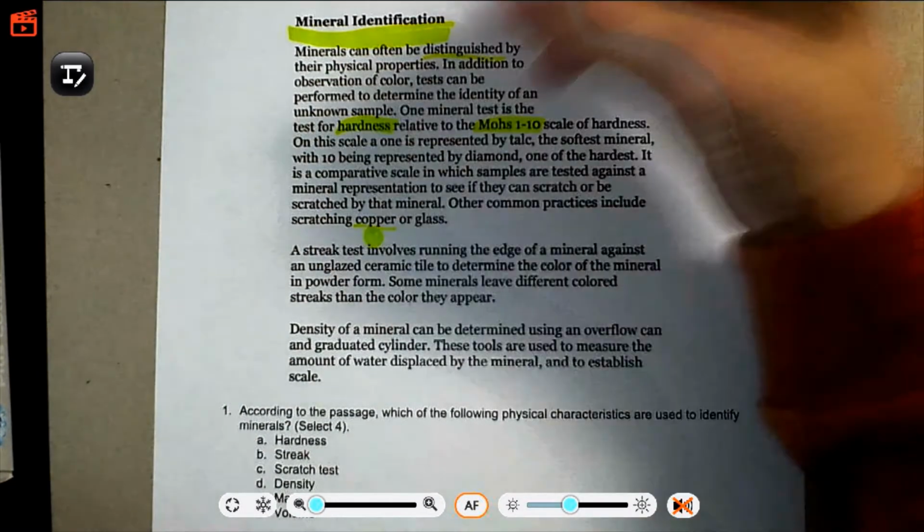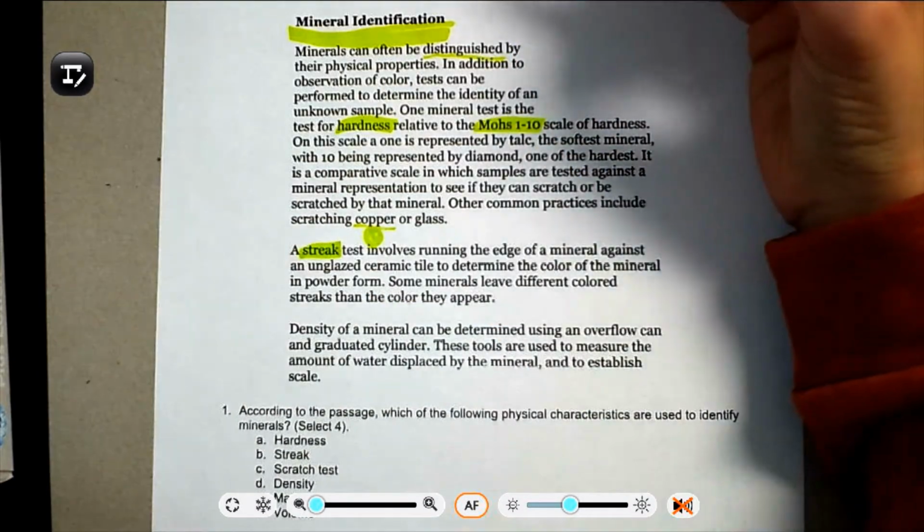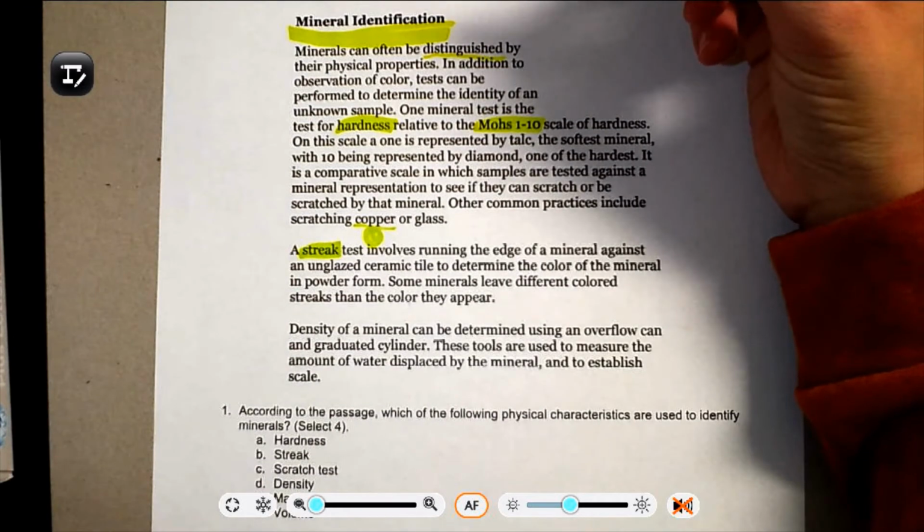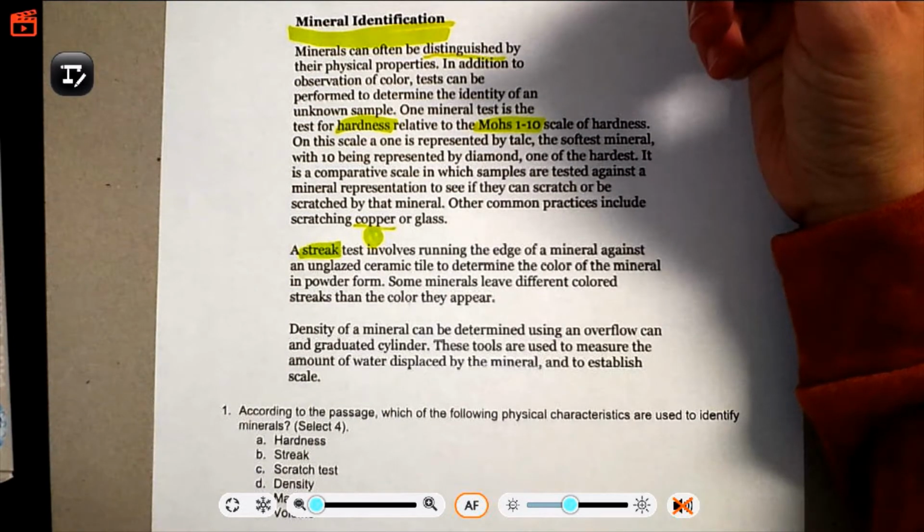A streak test involves running the edge of a mineral against an unglazed ceramic tile to determine the color of the mineral in powder form. Some minerals leave different color streaks than the color they appear.